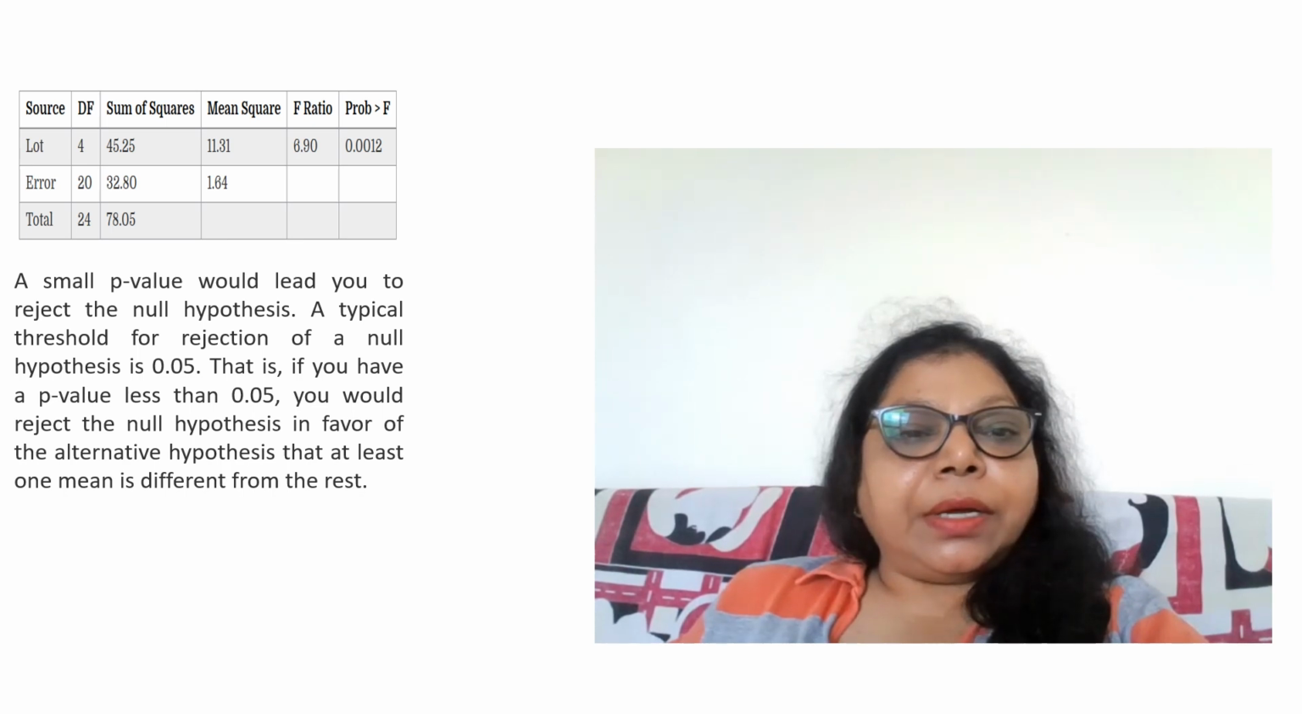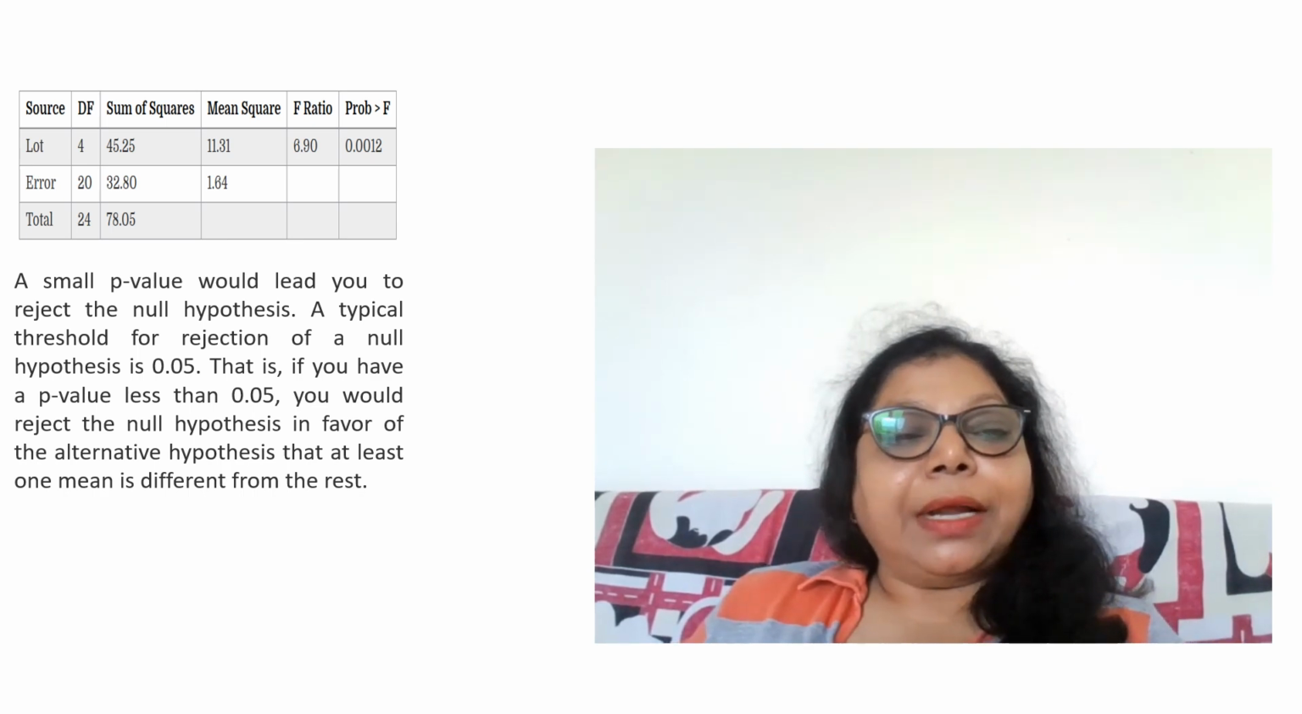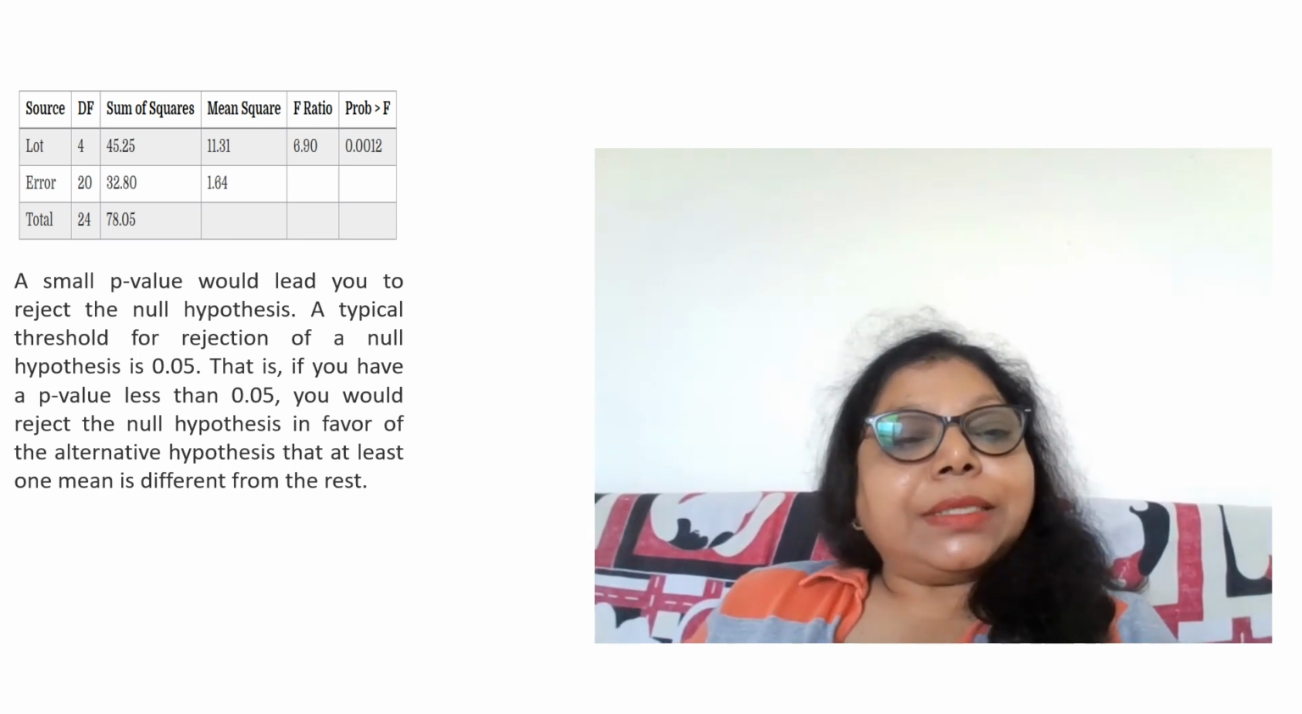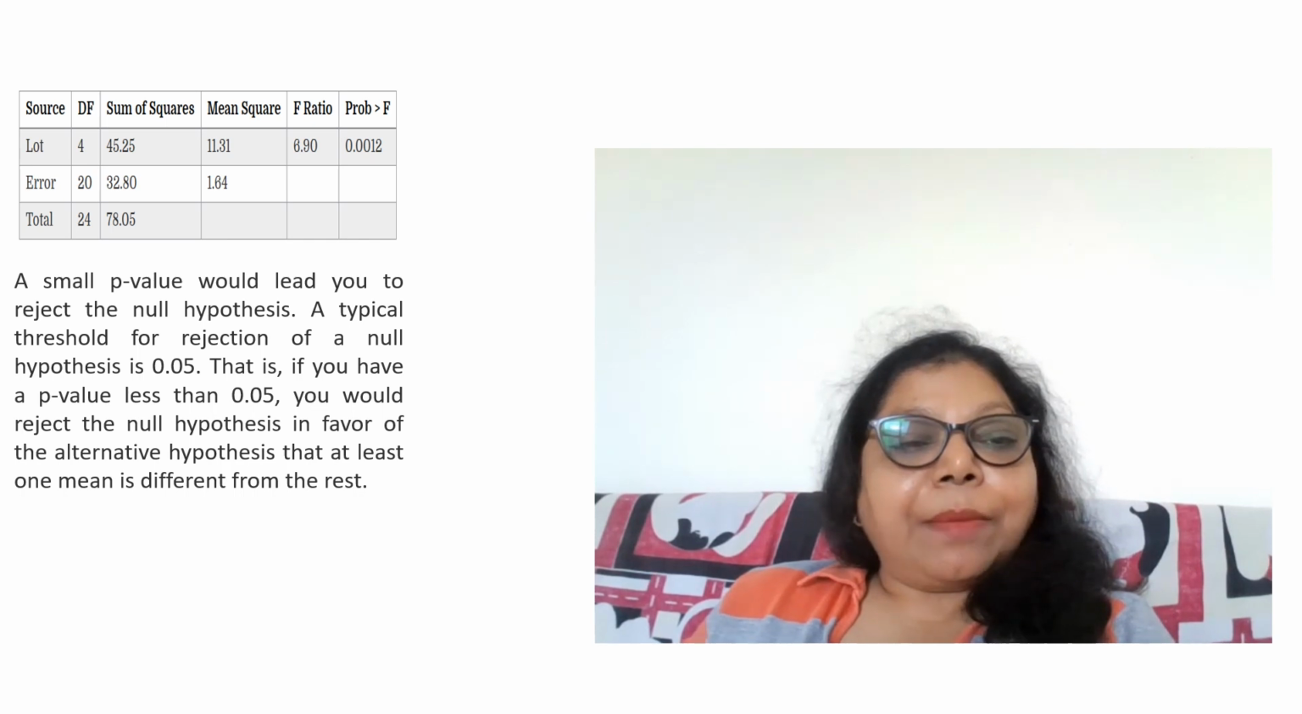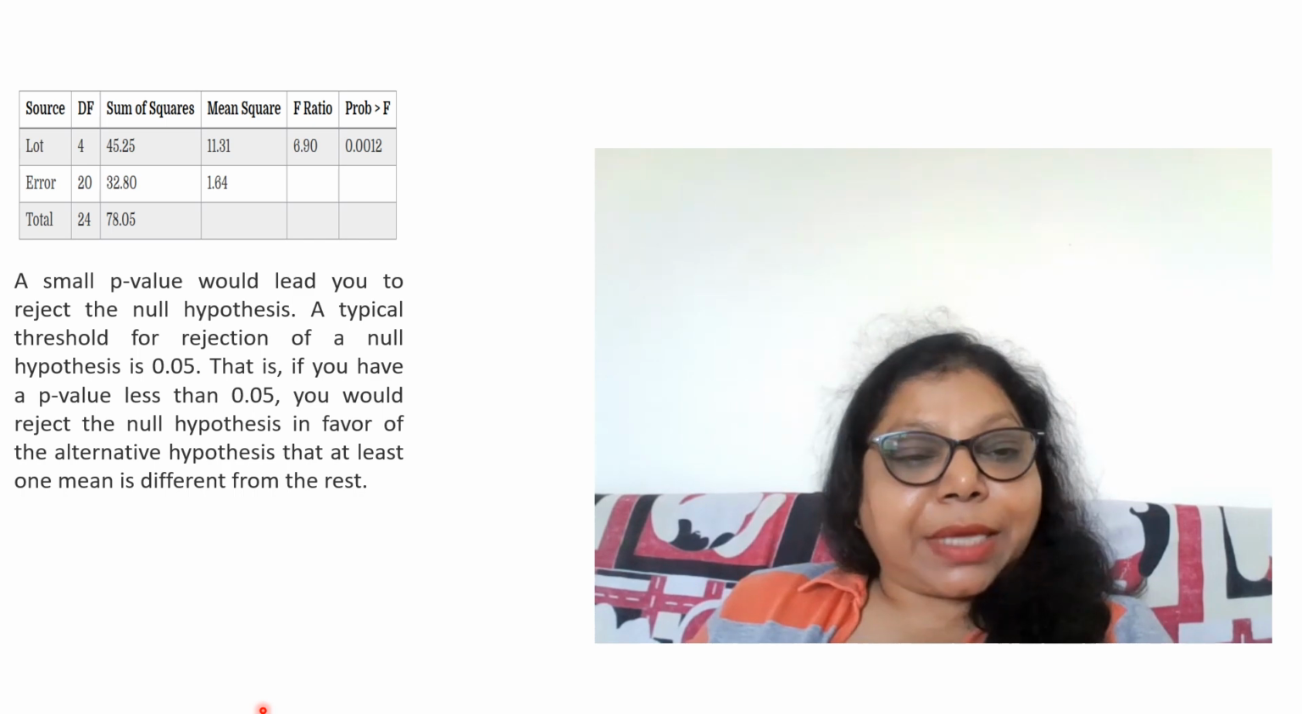Among these elements, you will find that one of the key elements is the p-value. The p-value is used to evaluate the validity of the null hypothesis that all the means are the same. So, in our example, the p-value is 0.0012, as you can see in the table. Okay, so this is very small. This small p-value can be taken as evidence that the means are not the same.